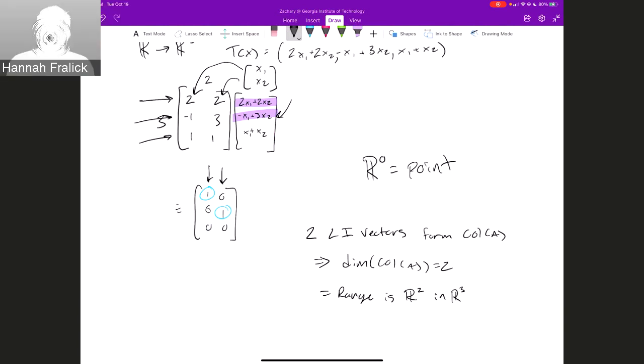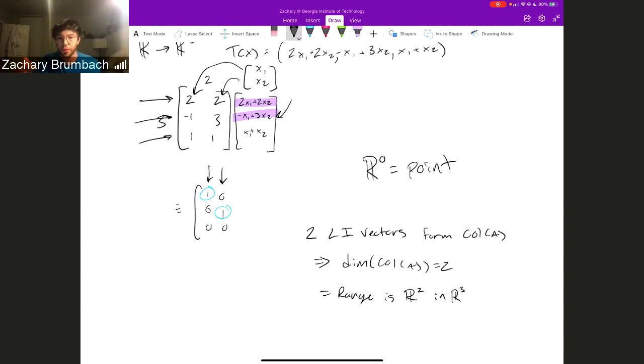I know this goes back to the last test, but is it a plane because there are 2 pivot points? Because there are no free variables. Okay, very good. I just want to make sure. Yep. The free variables don't tell us anything about our range.